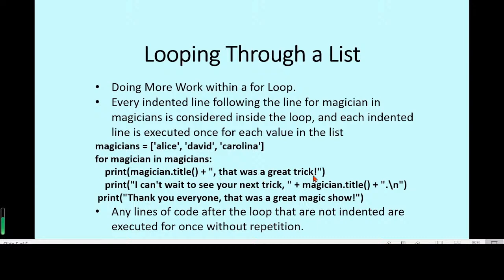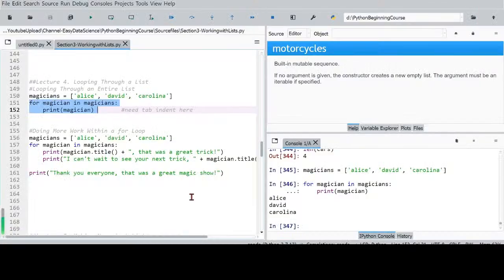That was a great trick. And print I can't wait to see your next trick, the magician's title name, then a new line. Then after this for loop finished, we can print a single message, and this statement is not considered inside the loop. So any lines of code after the loop that are not indented are executed once without repetition.